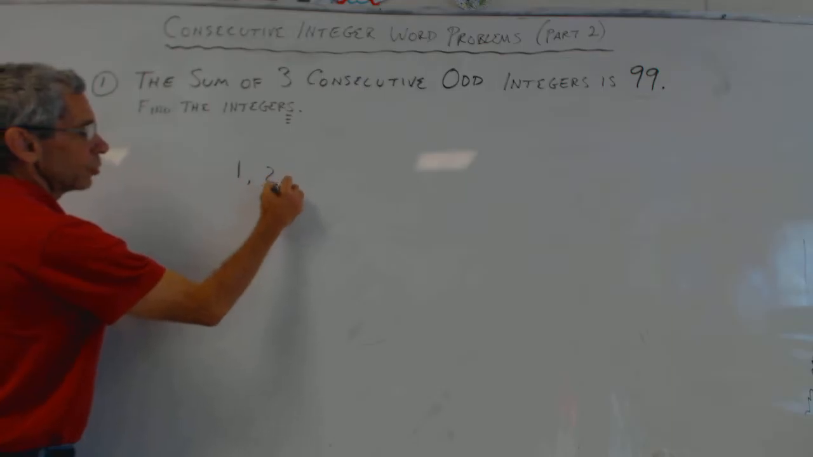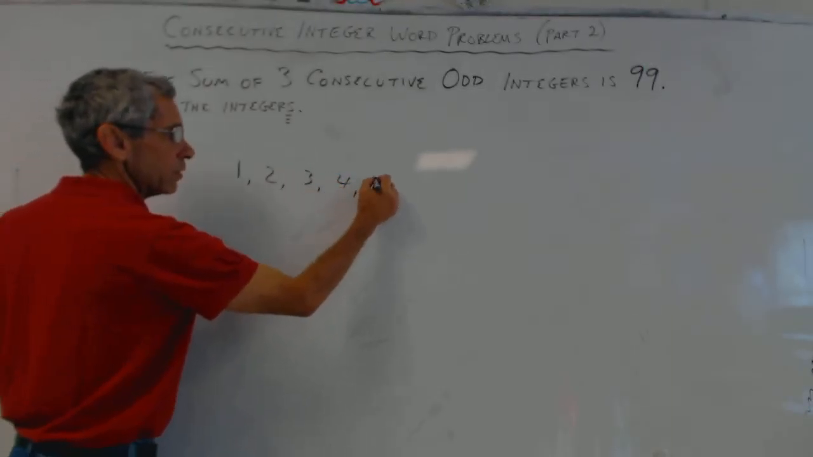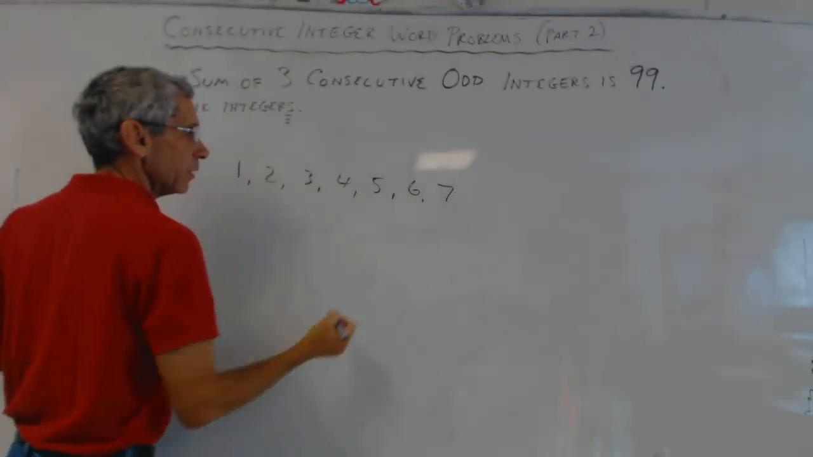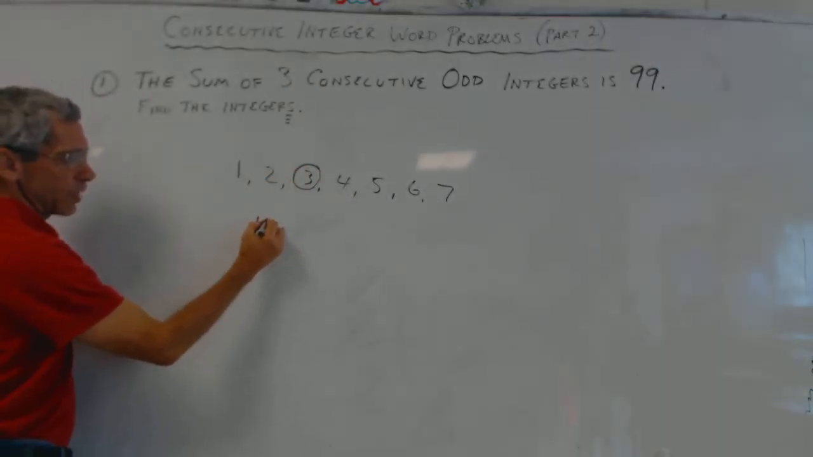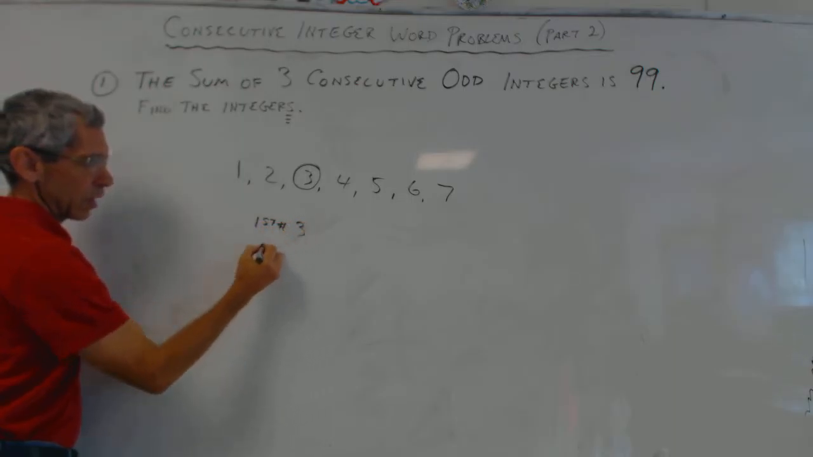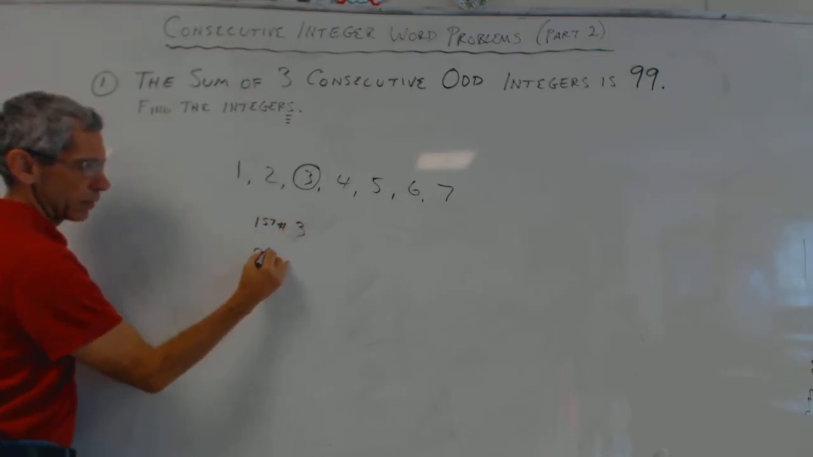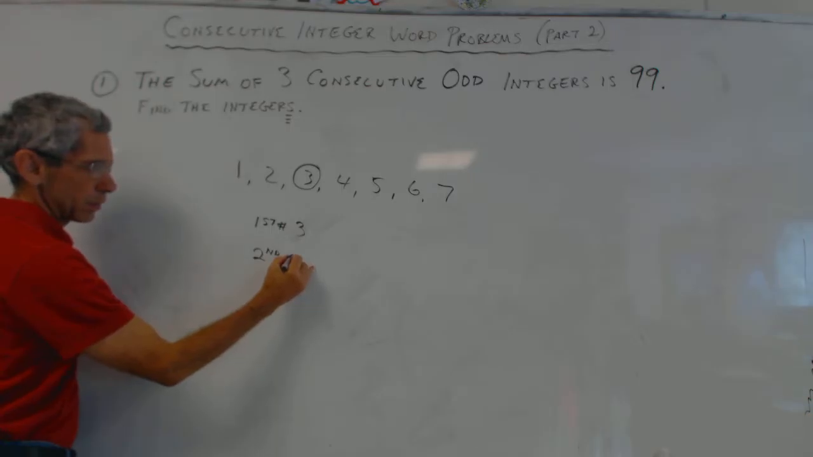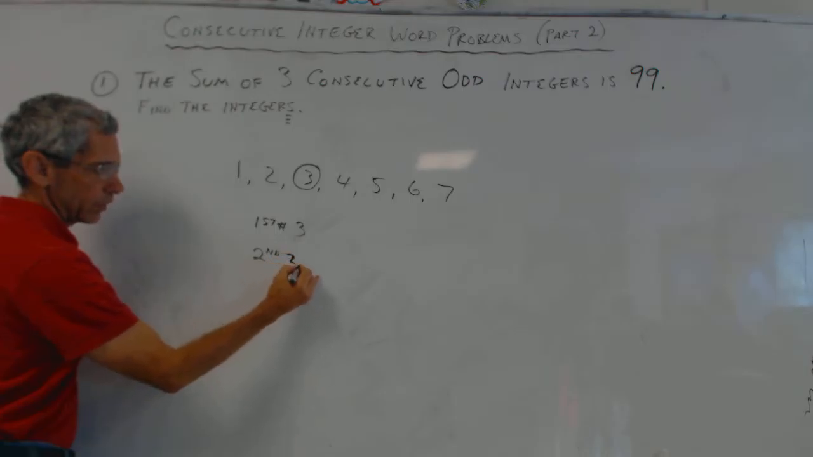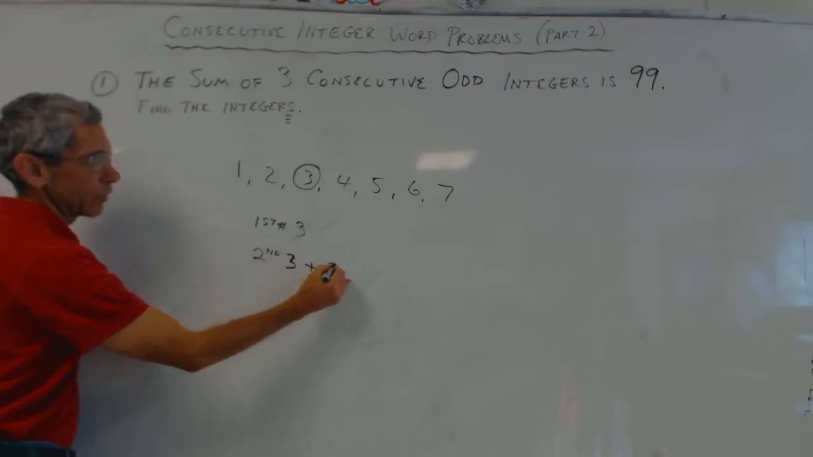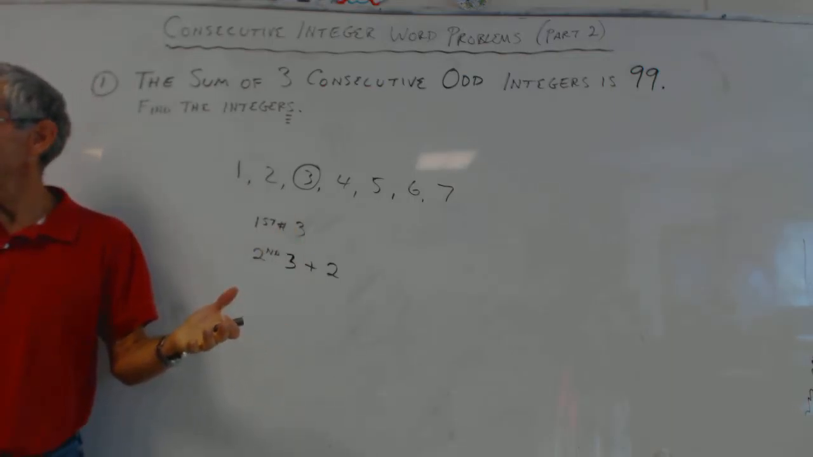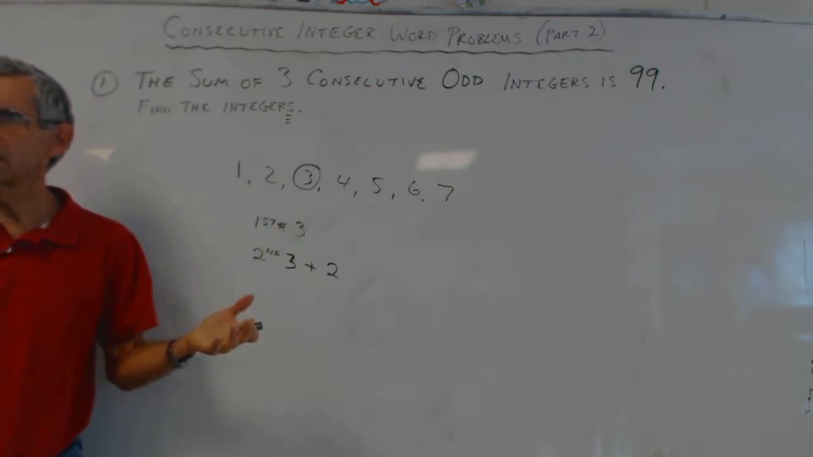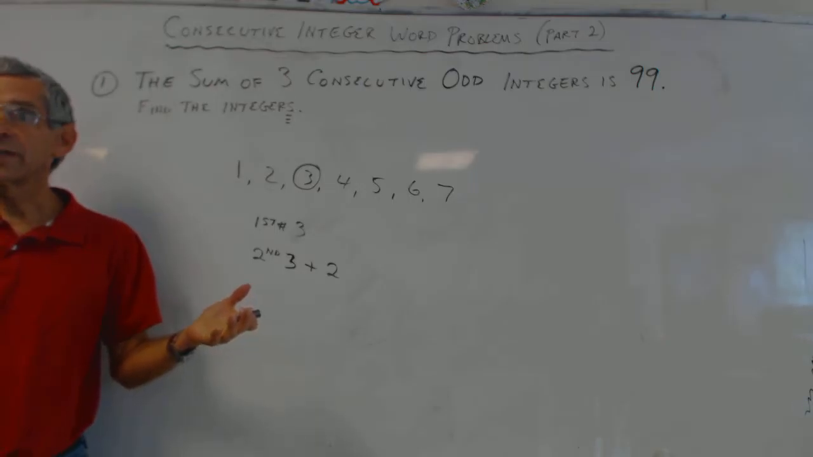1, 2, 3, 4, 5, 6, 7. Let's say our first number was 3. So our first number is 3. Our second number is 3 plus what? 2. Wait, 2, but it says consecutive odd. You'd think you'd be adding an odd number, not an even number. It doesn't matter.